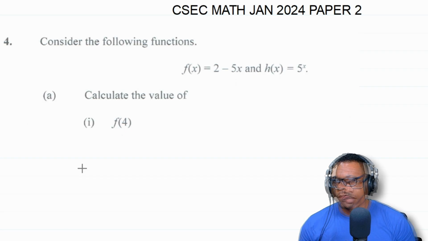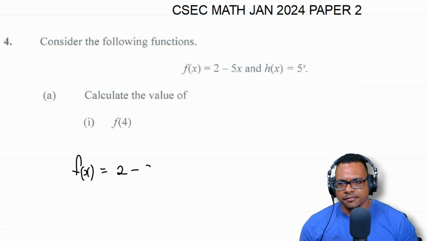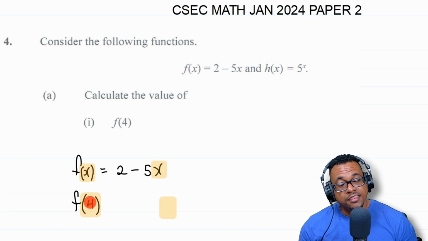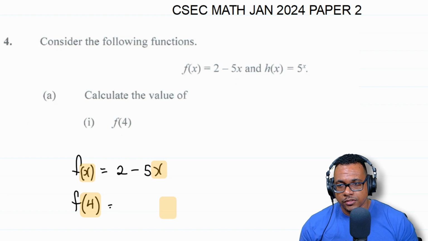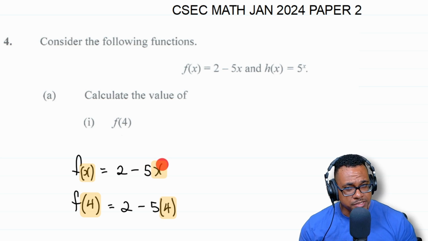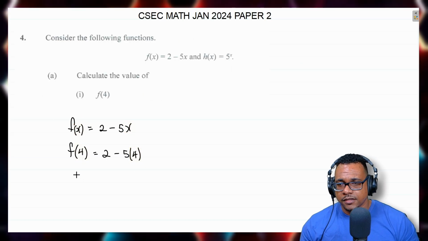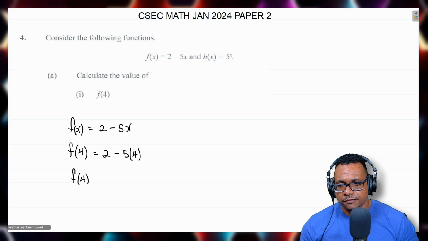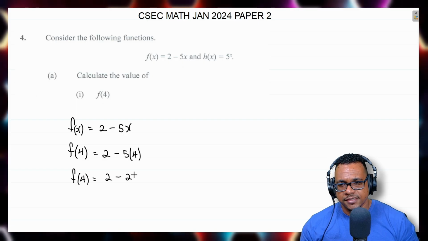So that's pretty simple. So if f of x is equal to 2 take away 5x, then f of 4, as you can see, we are replacing the x here with 4. Therefore, we have to replace the x here with 4. So this is going to be equal to 2 take away 5 times 4. Because 5x, this 5x here means 5 multiplied by x. So we're going to have 5 multiplied by 4, which is 20. So we're going to have f of 4 is equal to 2 take away 20.